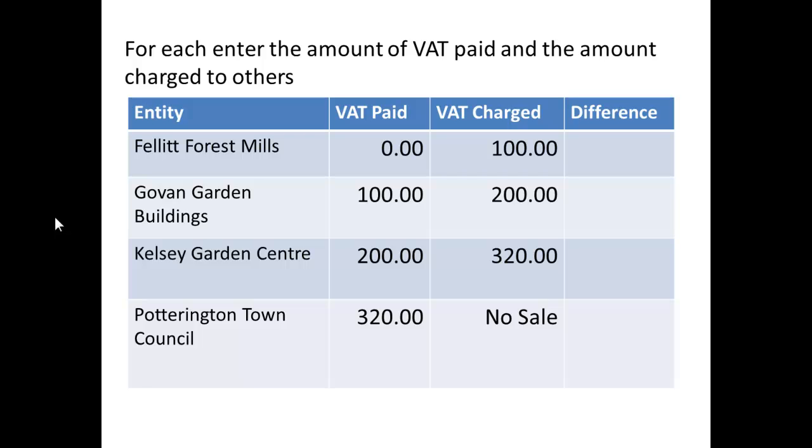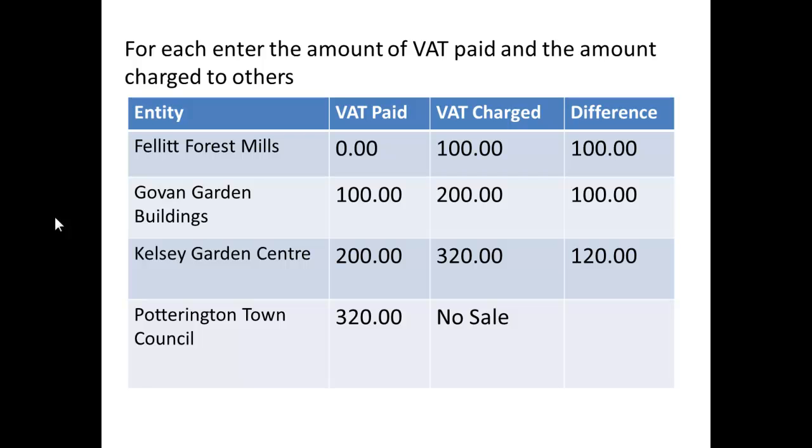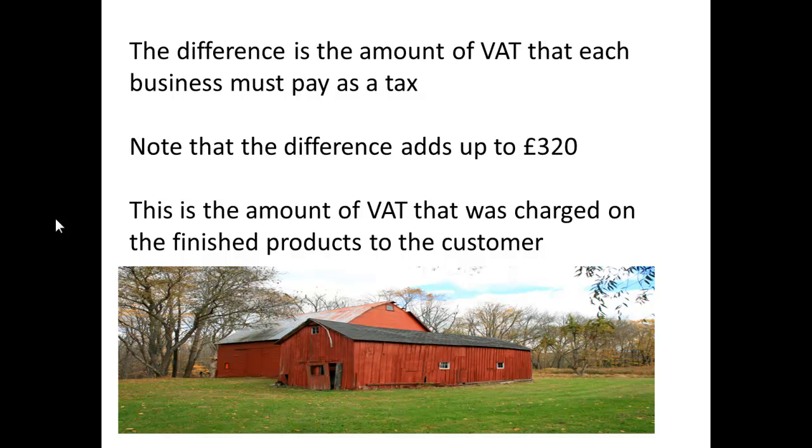Okay, let's look at the difference each time. So the difference for the Forest Mills is that they charged £100 but they didn't pay anything. Covent Garden Buildings, they charged 200, paying 100, so the difference is 100. Chelsea Garden Centre, the difference is 120. And you can see there then that these 3 businesses are going to pay a total of 100 plus 100 plus 120, which is £320 of VAT. Right? So the difference adds up to 320.